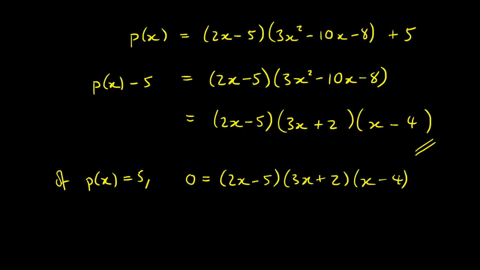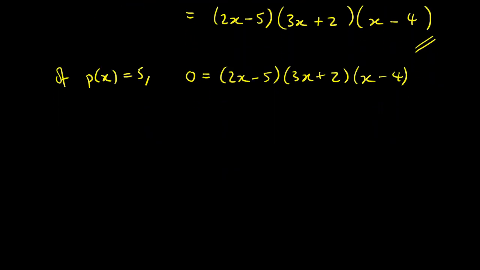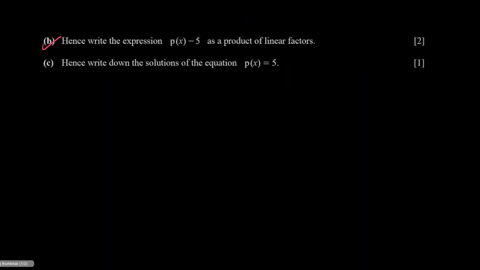In other words, basically what we've got to do is find the roots of this particular expression here. So how's that going to work? Well, this thing will be equal to 0 only when that's equal to 0, or that's equal to 0, or that's equal to 0. So if 2x minus 5 is equal to 0, x must be equal to 5.2. If 3x plus 2 is equal to 0, that will be x is negative 2 upon 3. And if x minus 4 is equal to 0, x must be equal to 4. Okay, so that will be our answer for part C, writing down the solutions of that equation.